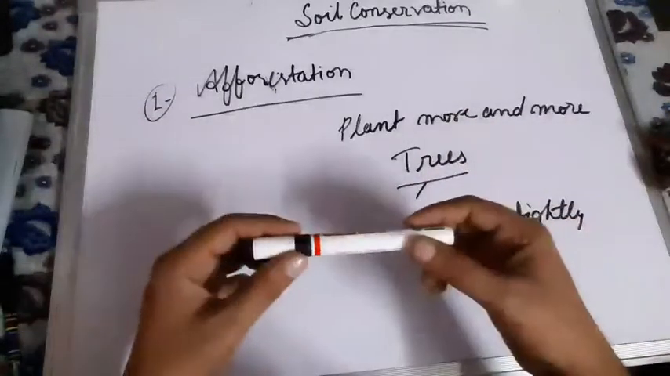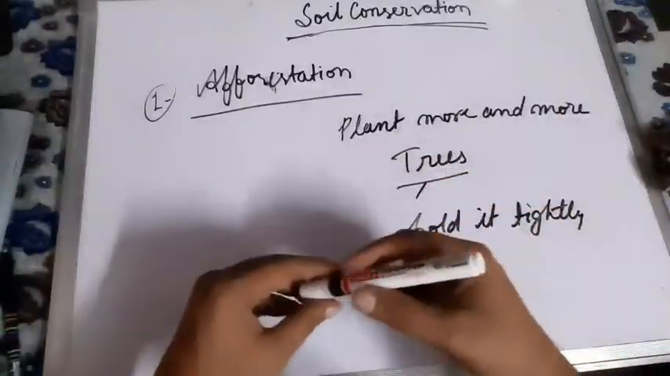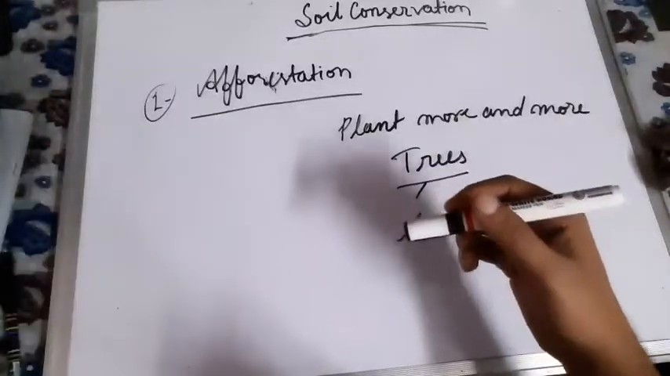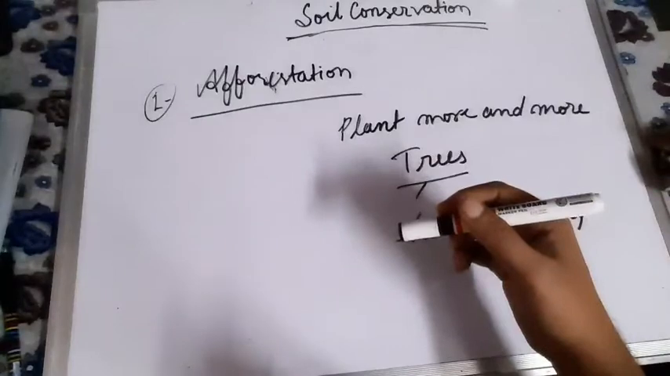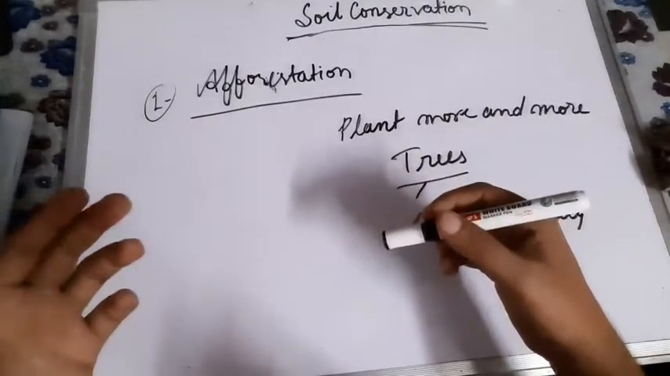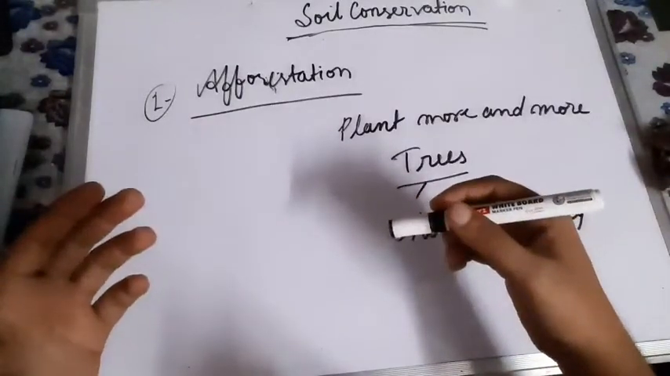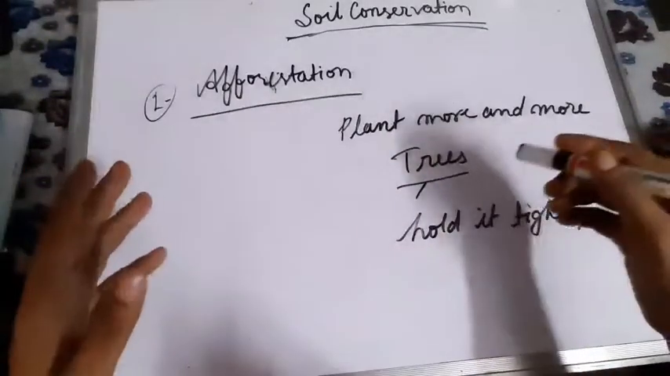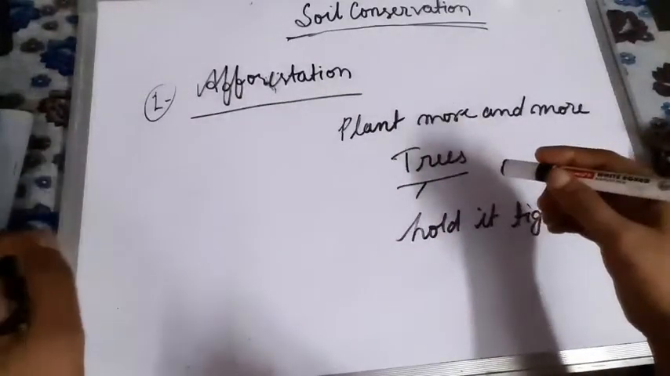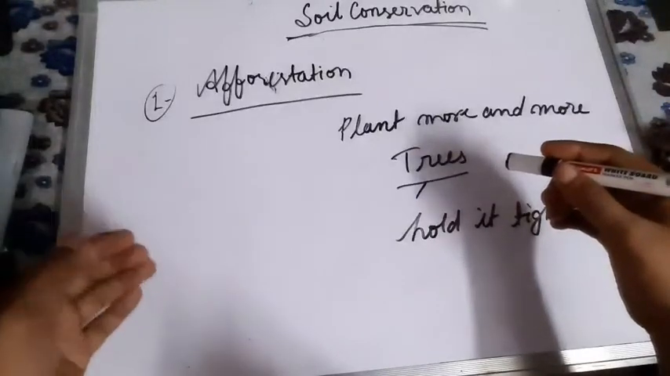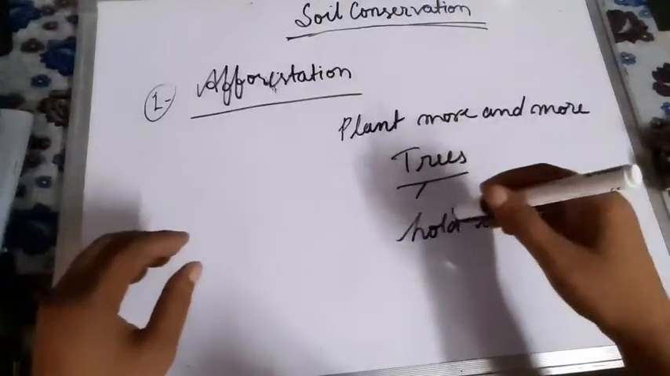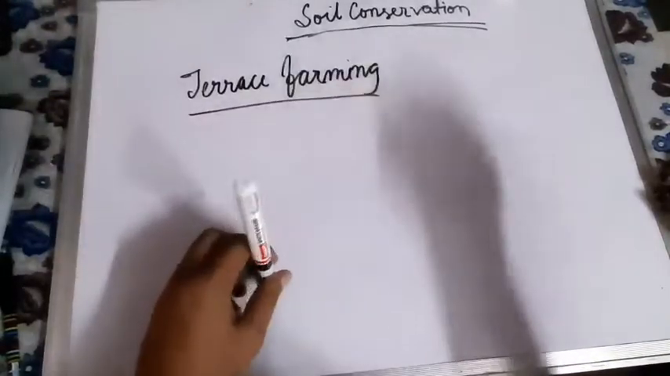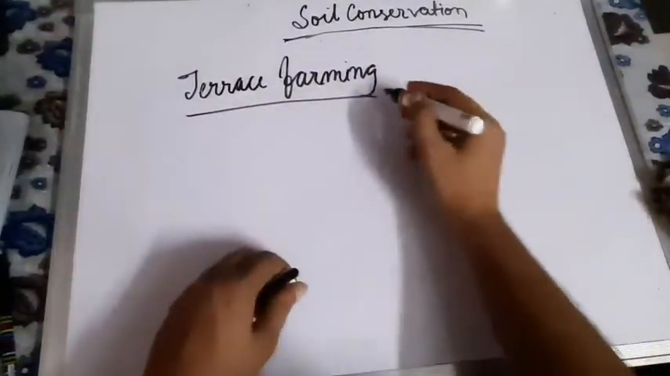In this method we should not cut the trees. We should convert more and more land into forest areas. Especially on hill slopes or uncultivated land, we should plant more and more trees. This is called afforestation.